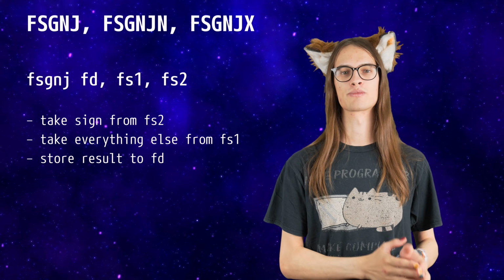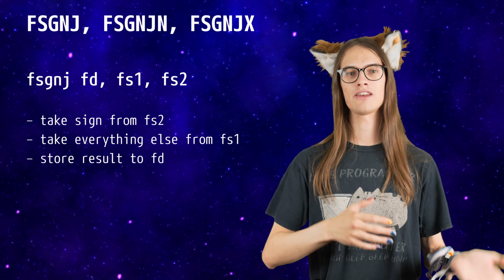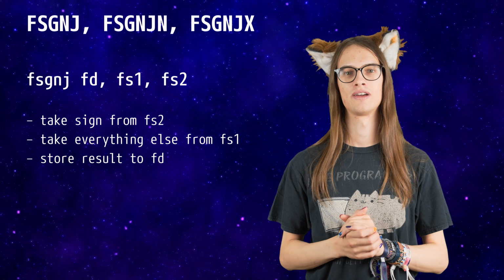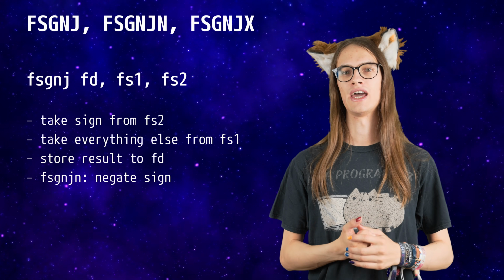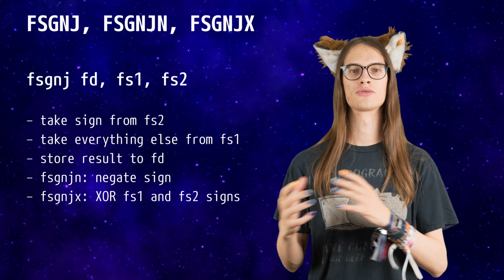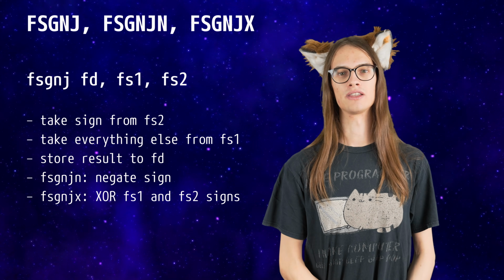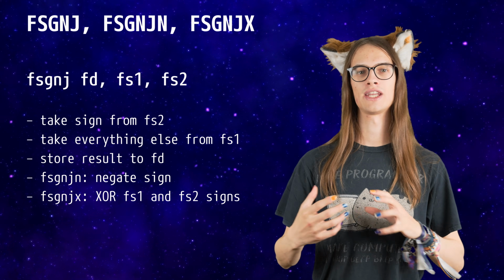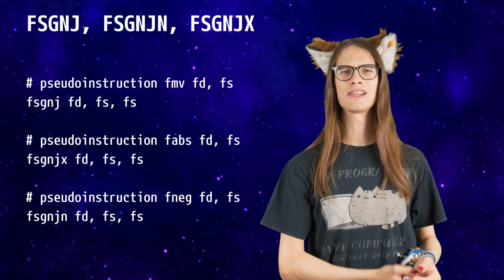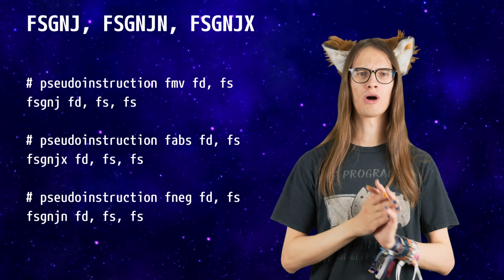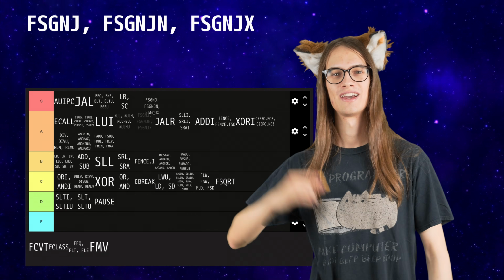So what about signs? What about negation, sign extraction, absolute values, and so on? The 3 sign injection instructions solve these problems by literally injecting a sign from one operand into another operand. And fsgnjn can also invert the sign, giving us negation. And fsgnjx will XOR the 2 signs together, giving us absolute value. And if we inject the sign of a number into itself, we get a move. As simple as that. These are absolutely genius instructions for many different common and uncommon floating point operations. S tier.